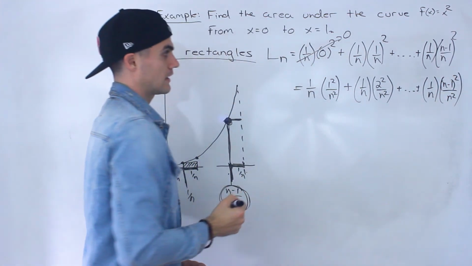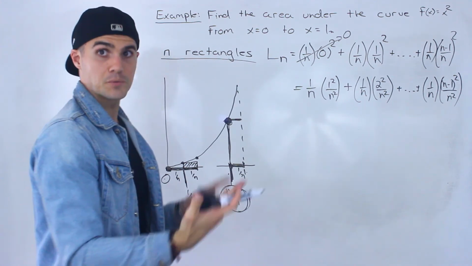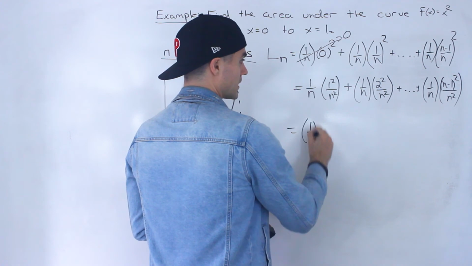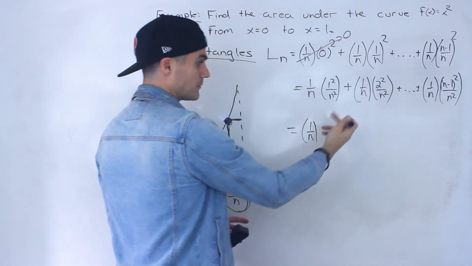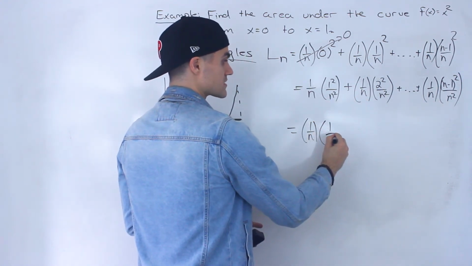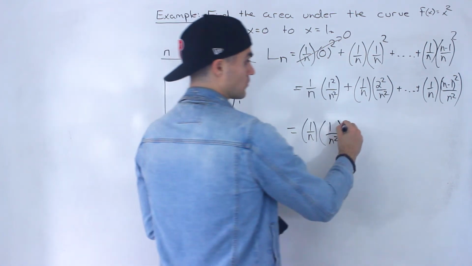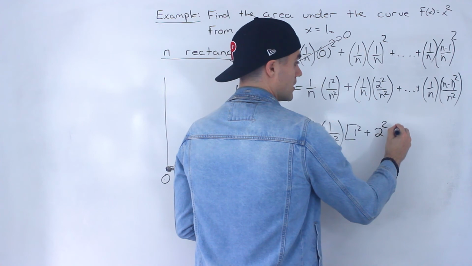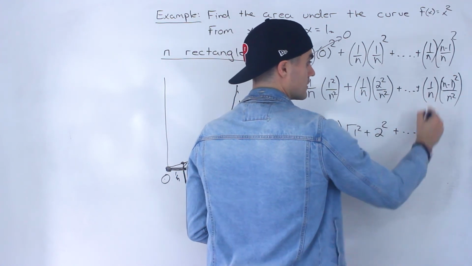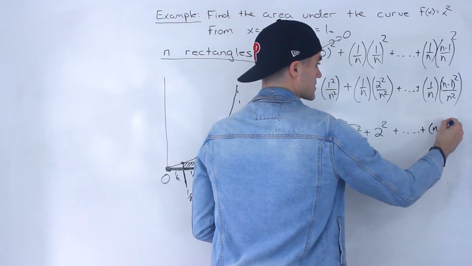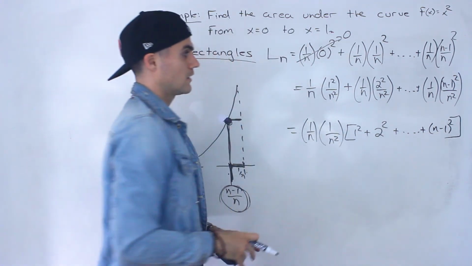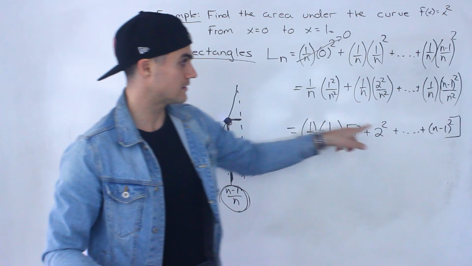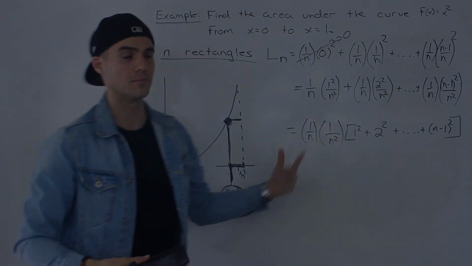Like we did with Rn, I'm going to factor out a 1 over n because it's common in all of them, and I'm going to factor out a 1 over n squared because it's common in all of them as well. So what would we be left with? We'd be left with 1 squared plus 2 squared plus all the way to n minus 1 squared. So instead of going up to n squared like Rn did, Ln is going up to that n minus 1 squared.